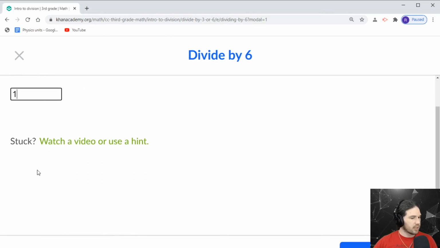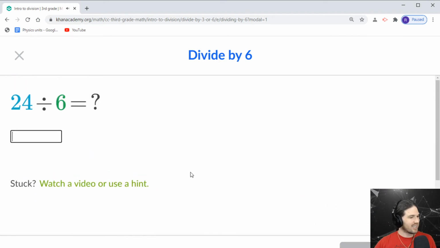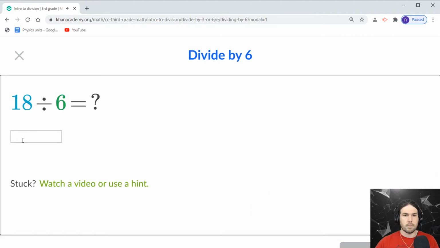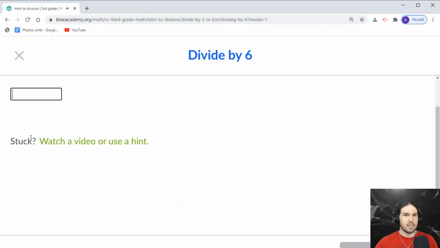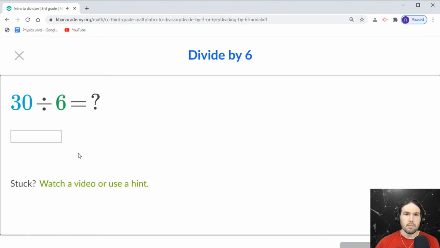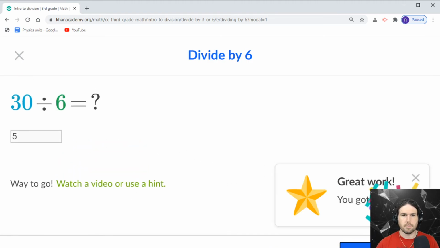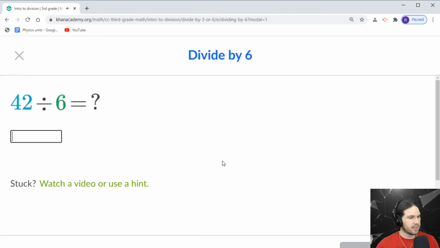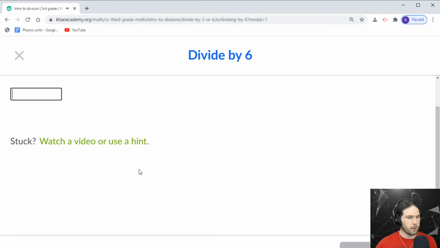All right, so 6 divided by 6 is 1. 24 divided by 6: what I would do here is 24 divided by 2 is 12, and then divided by 3 is 4. 18 divided by 6 is 3. 60 divided by 6 is 10. 48 divided by 6 is 8, I want to say. Yes, 48 divided by 2 is 24, divided by 3 is 8. 30 divided by 6 is 5. 42 divided by 6 is 7. 54 divided by 6 is 9.